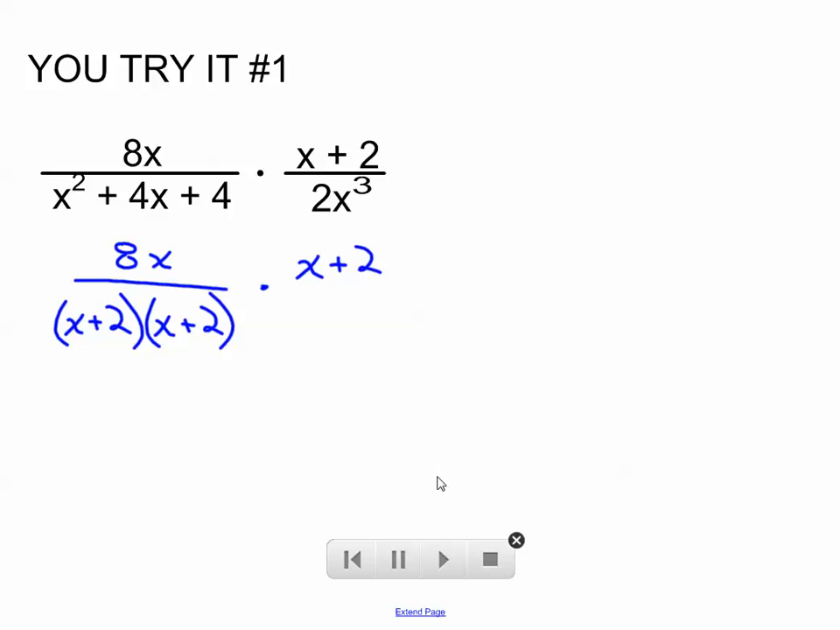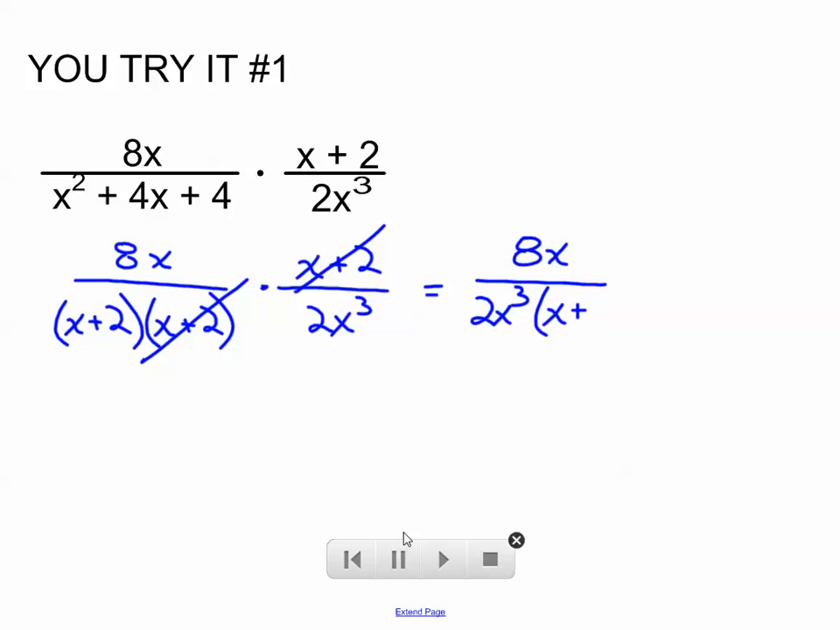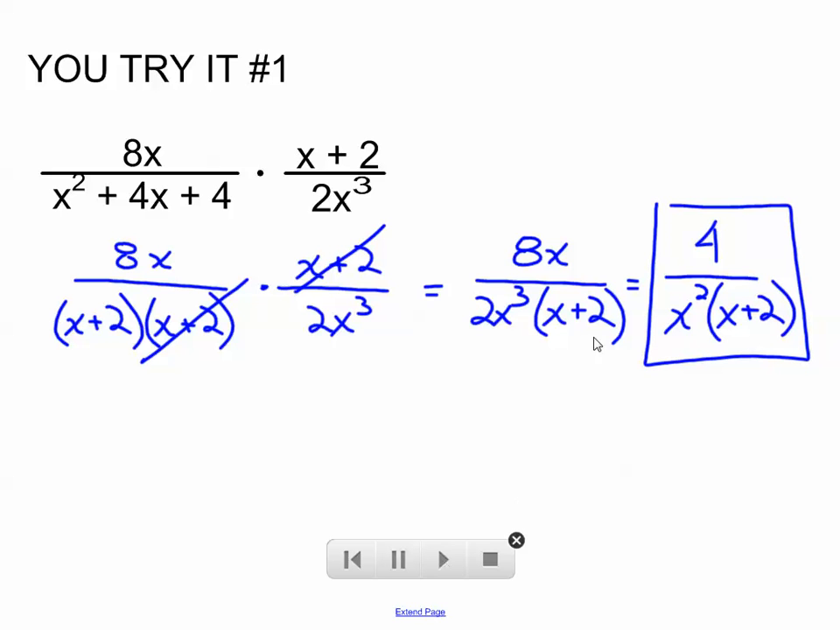Over here, there's nothing that we can do quite yet. The x plus 2's will cancel out. I'll write this as one fraction, 8x over 2x cubed times x plus 2. Couple of things here. The x over x cubed can be canceled. The 8 over 2 can be simplified. 8 over 2 is 4. And x over x cubed would be 1 over x squared. And there we go. Another way to look at that would be 1 minus 3 would be negative 2. But any negative exponent we want to put on the bottom of the fraction and make it positive.